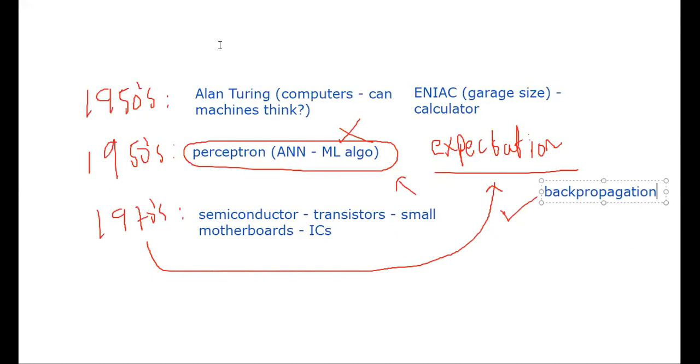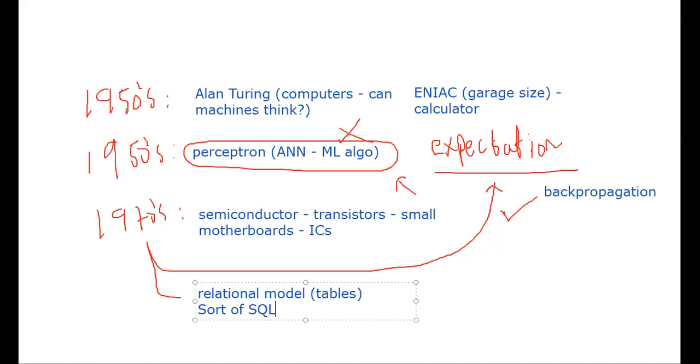The next thing that happened in the 1970s was that IBM came up with the relational model: tables. They also had some sort of SQL. But they were not able to launch anything.